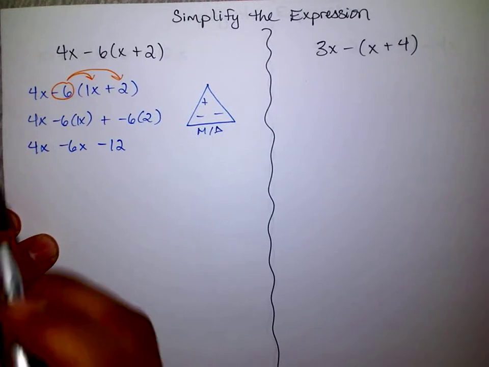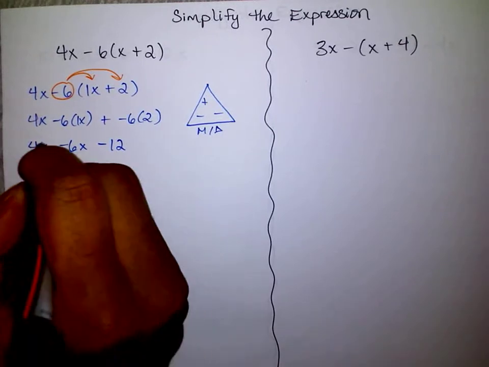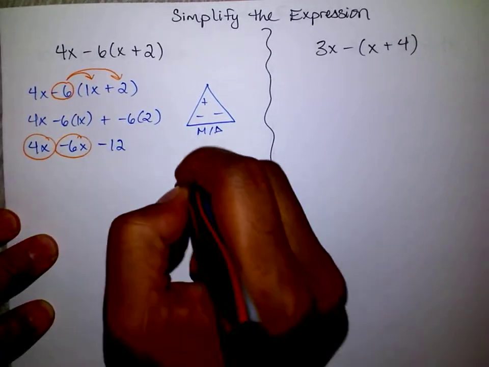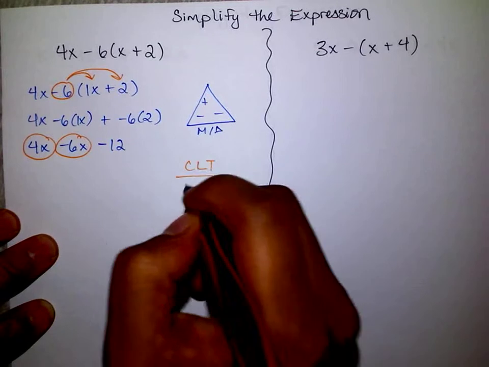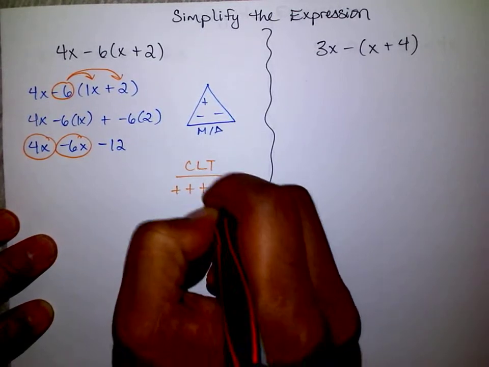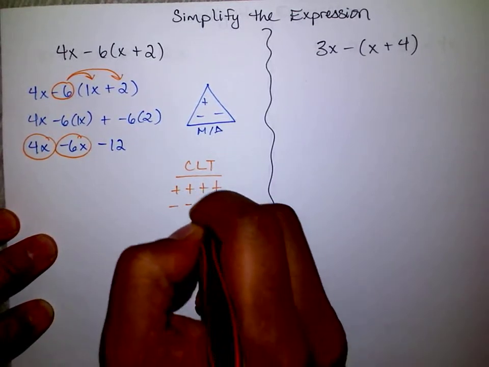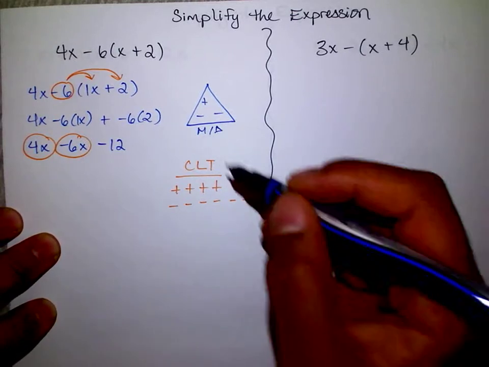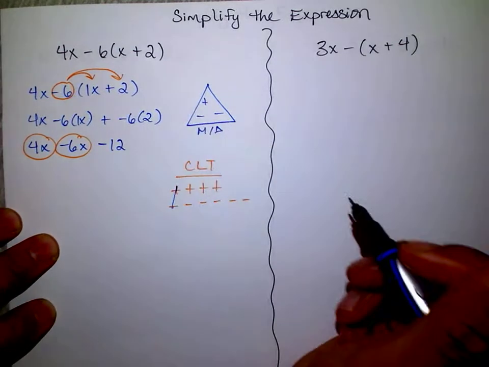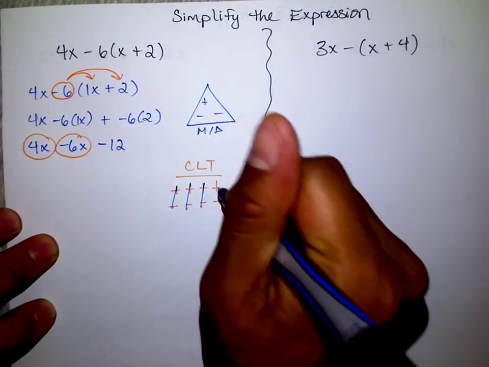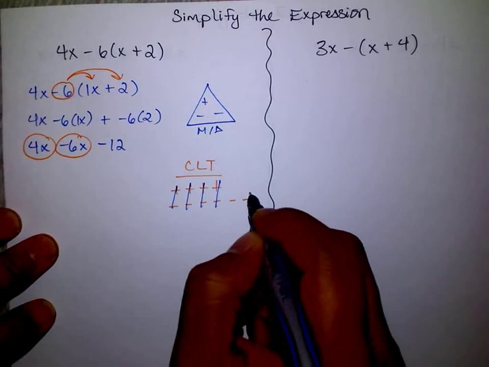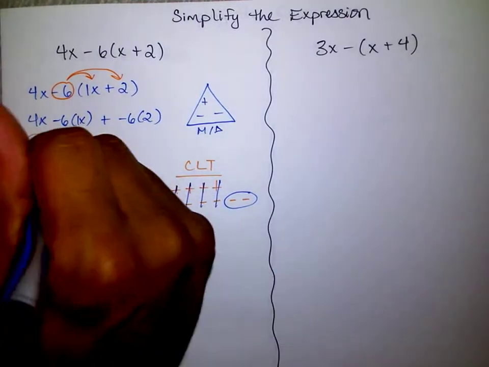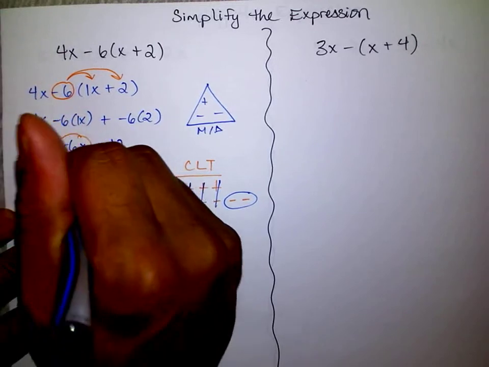As you can clearly see, we have like terms that we need to combine here. Positive 4, negative 6, come over to the side, combine like terms. 1, 2, 3, 4 positives. 1, 2, 3, 4, 5, 6 negatives. Get rid of your zero pairs. A zero pair is 1 negative, 1 positive. I have 4 of those. I have 2 negatives left over. So my final answer is going to be negative 2x and negative 12.